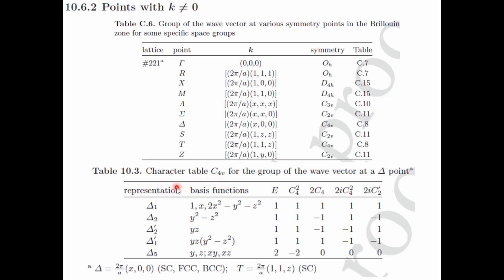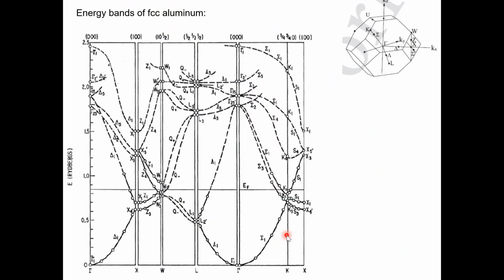And for instance, this is again the delta direction for this particular group, the cubic group, and this is what I was telling you before. It doesn't have 3D representations, just one-dimensional and two-dimensional representations, and that's why the degeneracies are split when I go away from the gamma point to the delta direction. And I show this result again here.